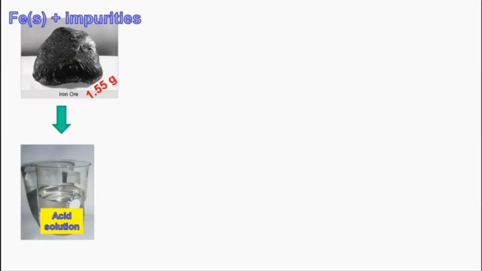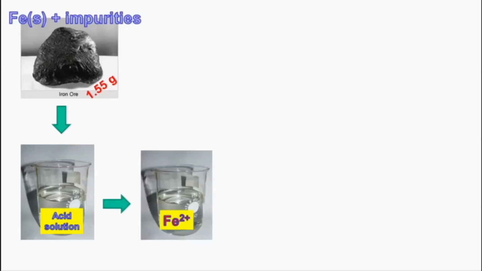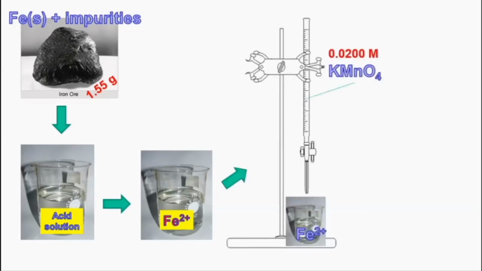What happened to this iron ore? Iron in the iron ore sample will be dissolved in the acid solution to produce iron 2 plus ion, or iron 2 ion. Clear everybody? Then in the next part of the question, this iron 2 solution is titrated with 0.02 molar potassium permanganate solution, KMnO4.